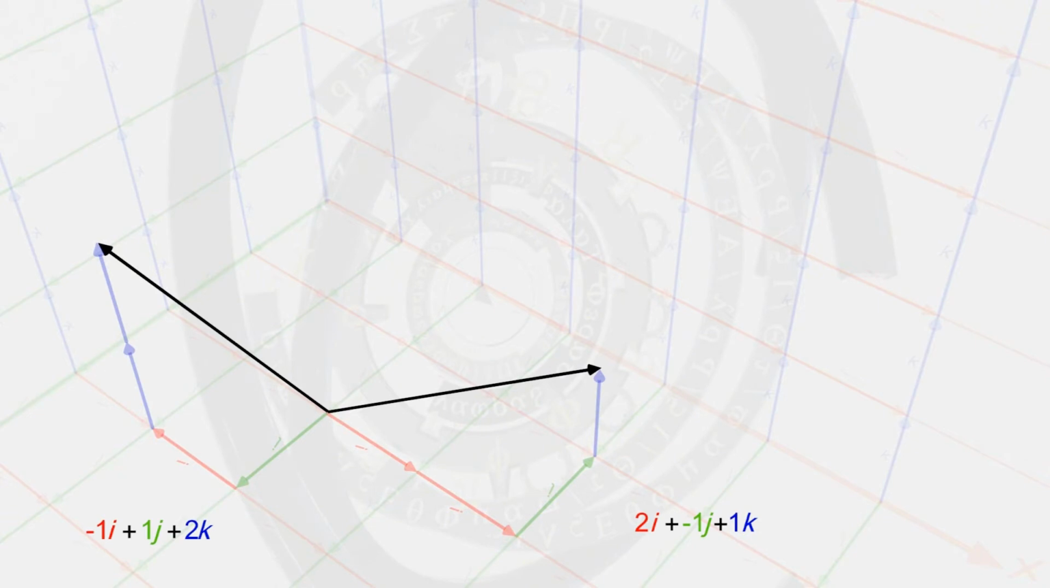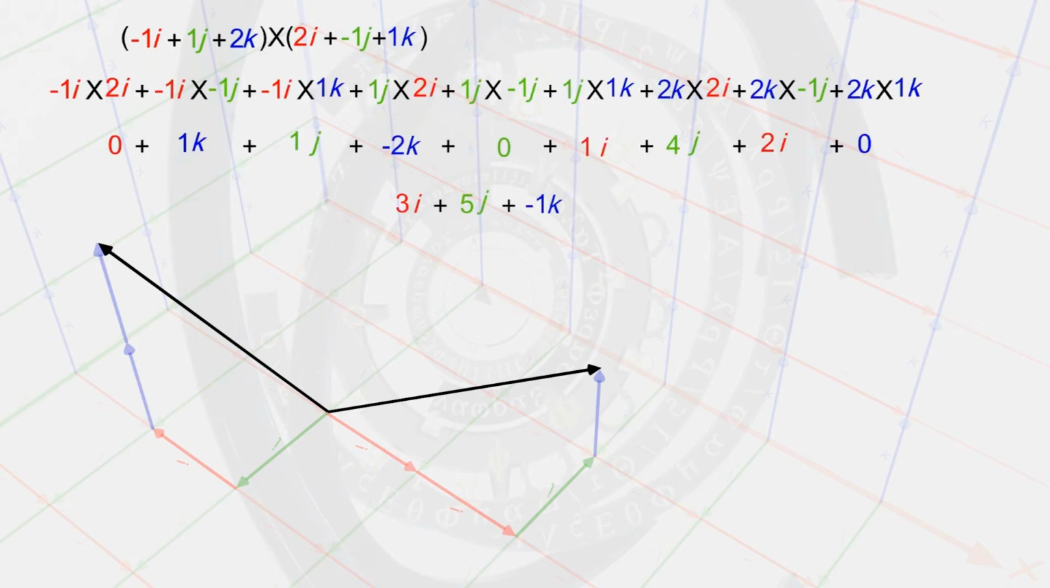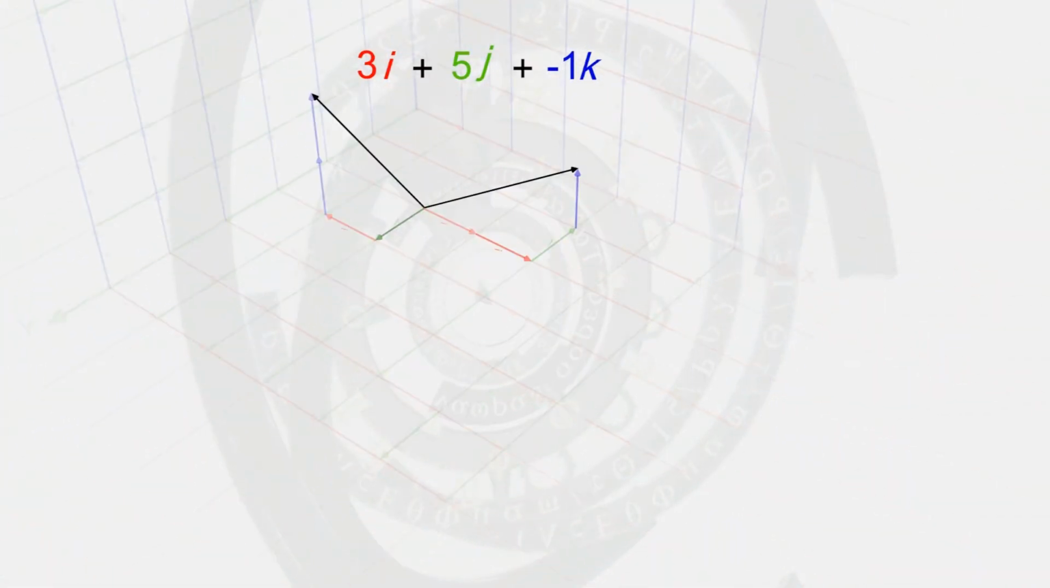Now let's do a cross product for these two random 3D vectors. The resultant vector of this cross product will be perpendicular to both vectors that are multiplied.